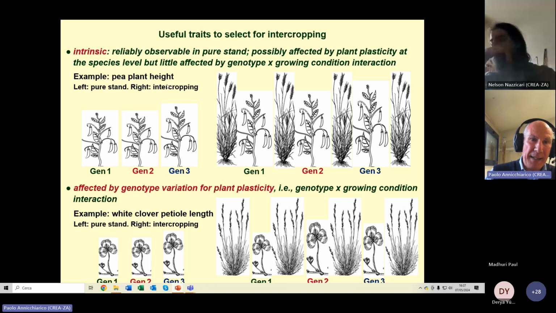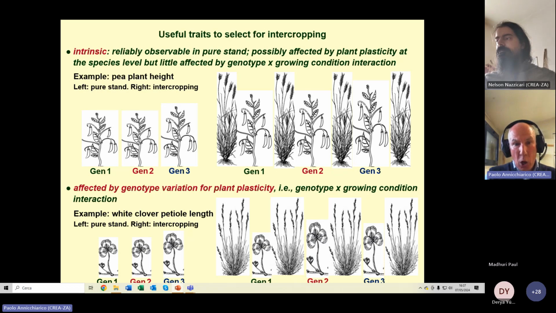Here we have an example, pea plant height, which belongs to the first type of character. There were 3 genotypes, for example, and genotype 3 is taller than the other 2. When we have intercropping, all of the genotypes have a taller stature to respond to the situation of competition, but genotype 3 remains the tallest. While for white clover petiole length, that is for a stoloniferous species, it actually determines the canopy height. We have 3 genotypes. Genotype 3 in pure stand is taller, but when we get to intercropping, we have genotype 2, which is actually taller, that is, by plasticity at the genotype level it can respond much better than the others to the situation of intercropping.